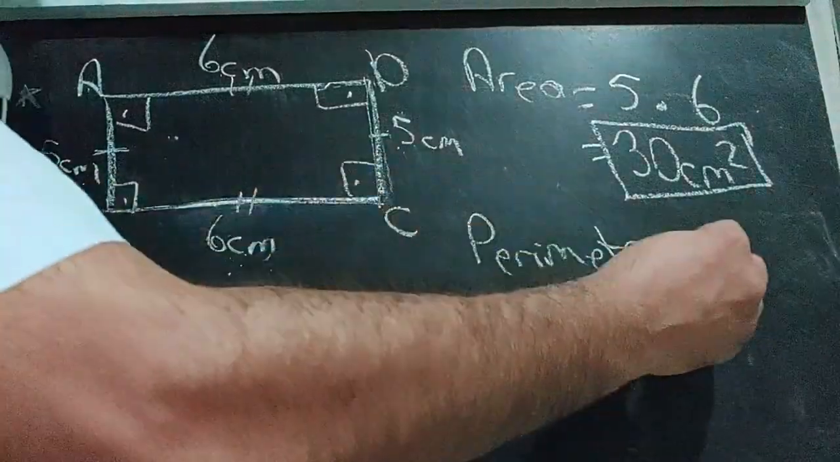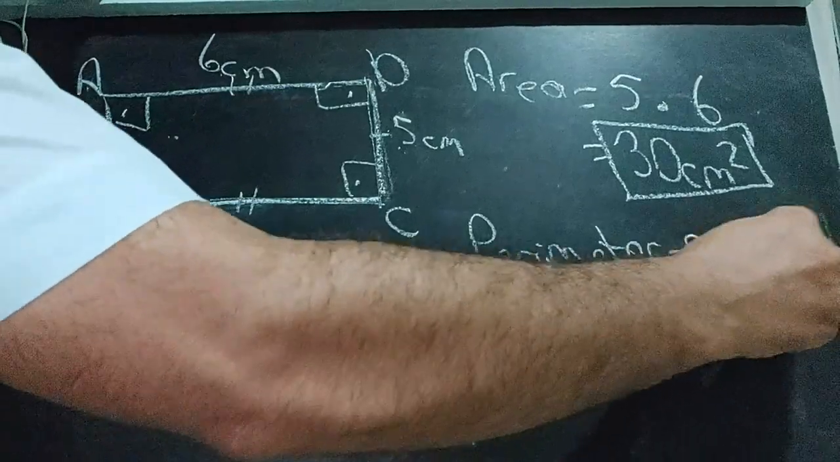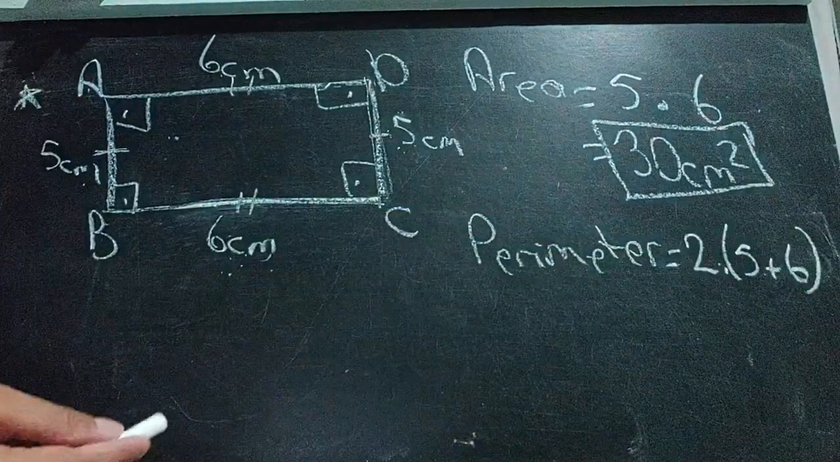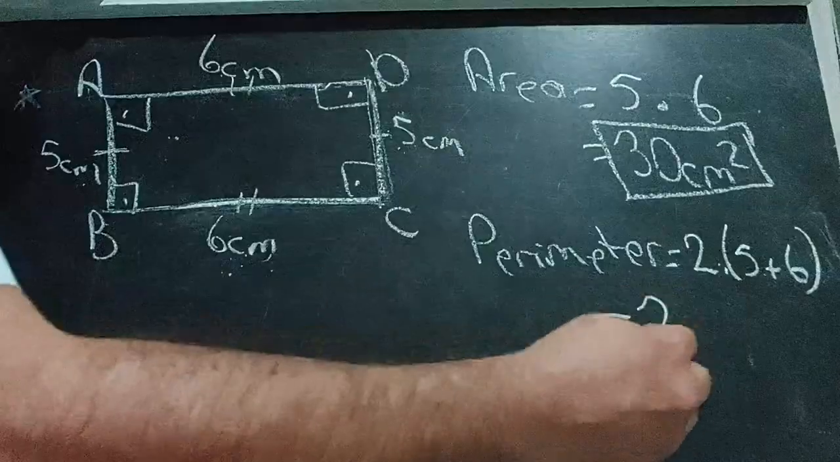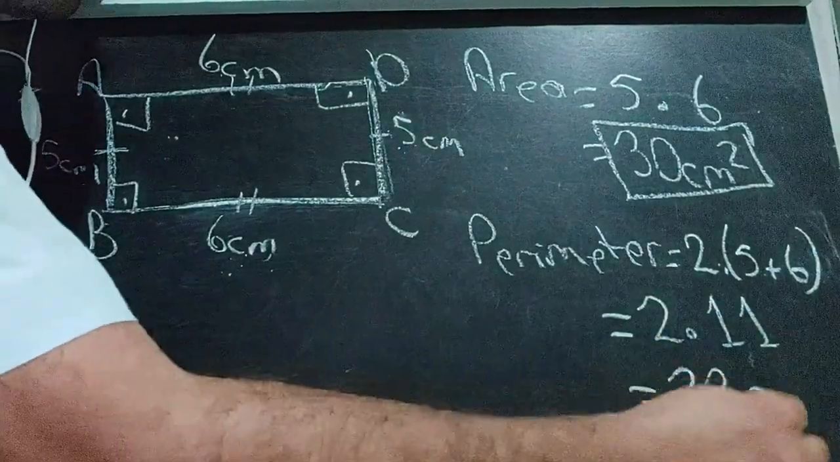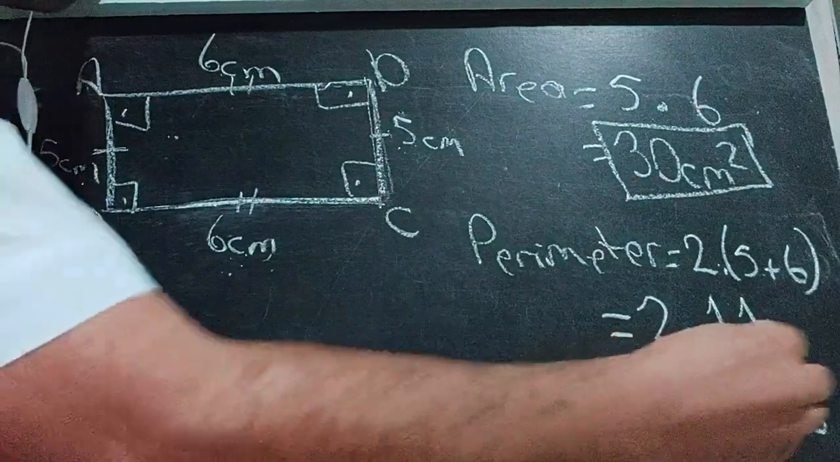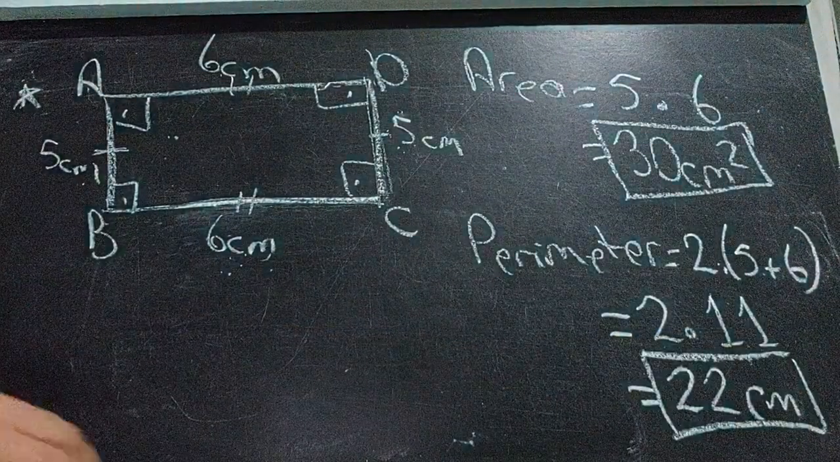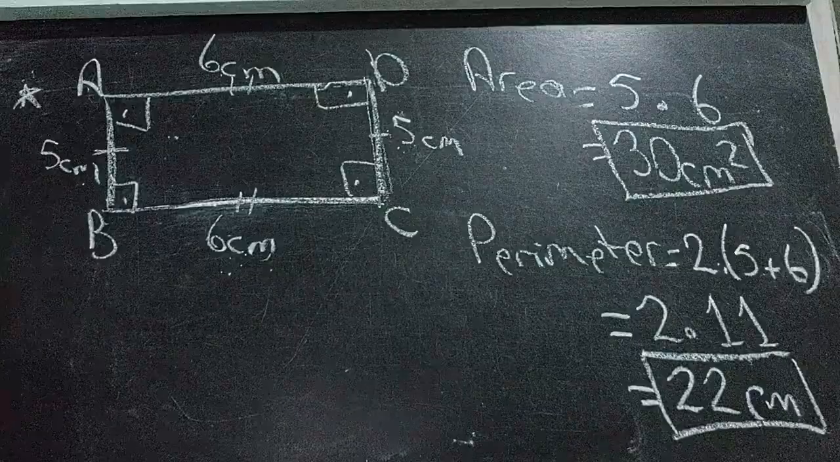2 times 5 plus 6, so that will give me 2 times 11, that will be 22 centimeter. Right, so now let's pass to our next shape.